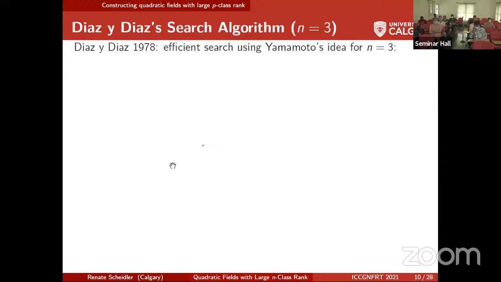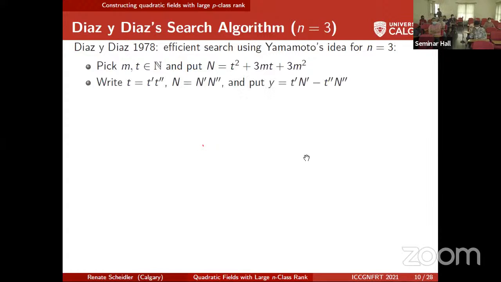And so DRC-DS wrote this algorithm for n equals 3, for 3-rank, based on Yamamoto's idea. And in a nutshell, the idea goes like this. So he picks an M, that's your ideal norm, and he picks a T, that's just a parameter, and then he forms this quantity here. And now he factors something. So he writes the T as a product of two things. He writes the N as a product of two things. And then he puts Y to be this quantity. That's the Y from the equation before.